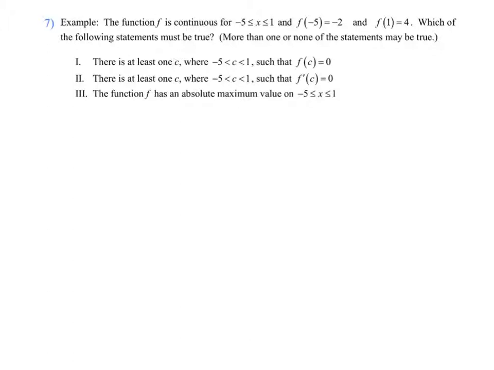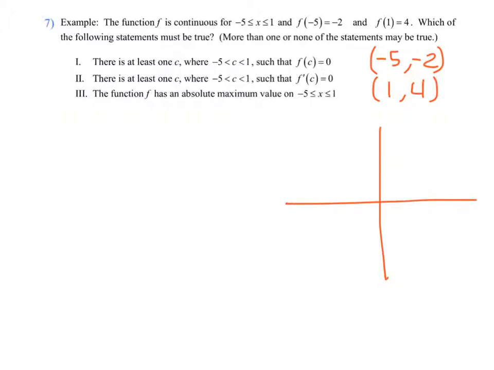So first thing I would do is just kind of make a sketch of what they gave me. All right, they gave me 2 points here. F of negative 5 is negative 2. So that is the point, of course, negative 5, negative 2. They also told me f of 1 is 4. So 1, 4. All right, so I'm just, like I said, making a sketch giving this information. Okay, so one of my points is right here, and the other point is right here. Okay, so this goes back to what we talked about at the very beginning, the intermediate value theorem.